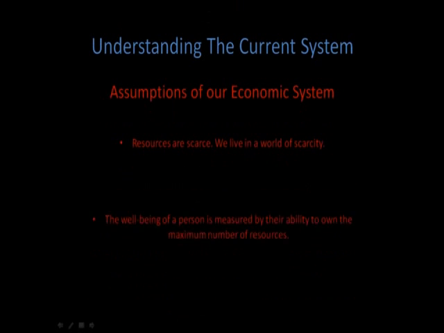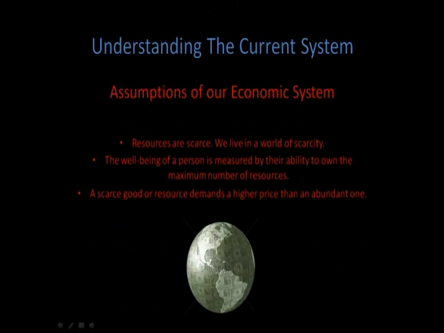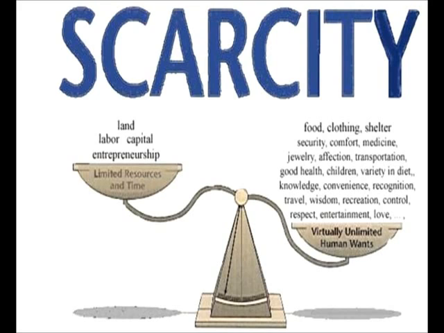Okay, so understanding the current system. The basic assumptions of our current economic system are these 3. The first one being the very famous: resources are scarce, we live in a world of scarcity. Now, this is one of the most basic of the basic of assumptions that anyone can ever decode in the current doctrine of economics and even in daily life.